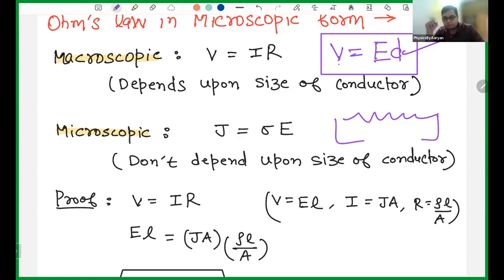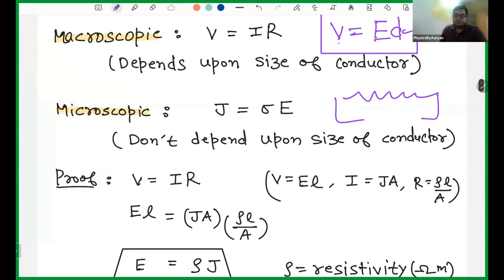Some people are confused with the words macroscopic and microscopic. Macro they think is large and micro they think is small. No, macro means which depends upon the size and micro means which does not depend upon the size. Now my microscopic Ohm's law says that J equals sigma E. J is what? Current per unit area. You remember the J formula: J = nevd. n does not depend upon the size because it is number per unit volume. E does not depend upon the size. vd also does not depend upon the size. So your J does not depend upon the size.